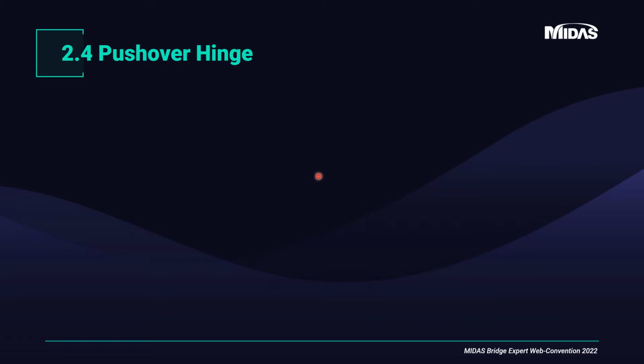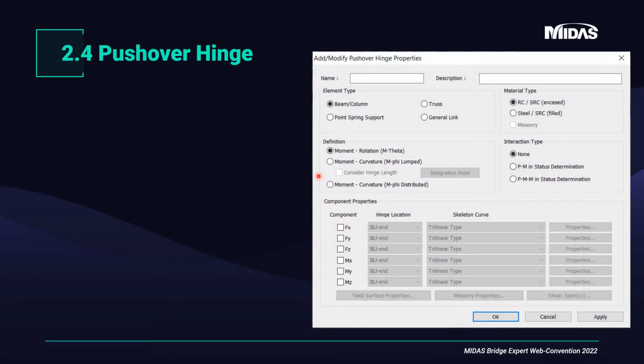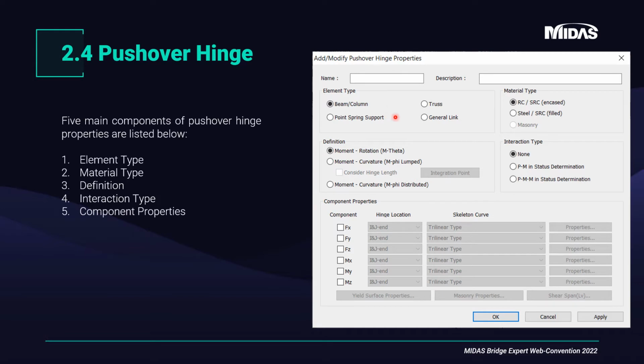So step 3 is to define the pushover hinge properties. We have 5 main components of pushover hinge properties: element type, metal type, definition and interaction type, and the component properties. If we are assigning the pushover hinge to a beam, column or truss element, we can select these options. Or to behave the pushover hinge in terms of point spring or general link, we can select this.